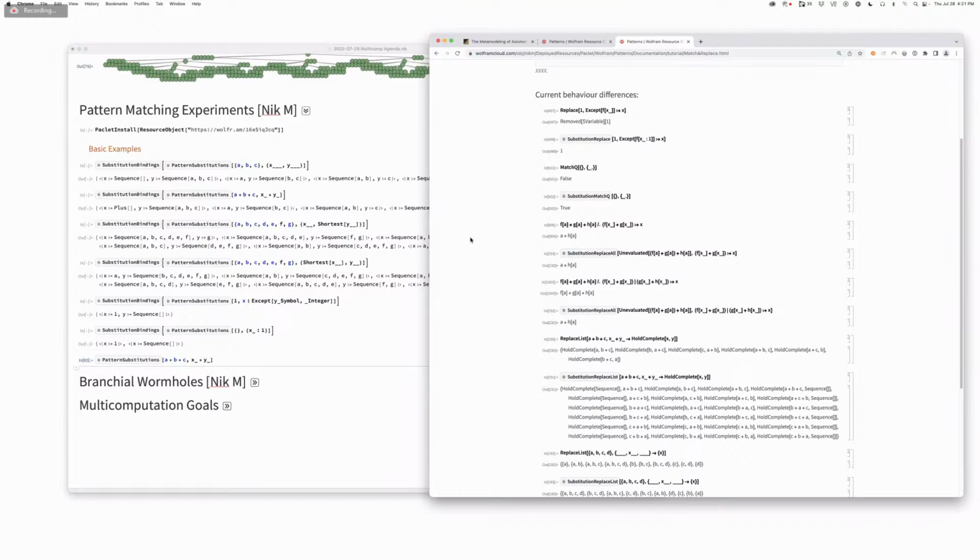Well, what are there? Let me see. Are there any examples? Match Q of a null list and a list with a blank period. I don't see why that doesn't return true. That seems like a bug. Well, maybe we should report that. I mean, I think it's actually already a reported bug.